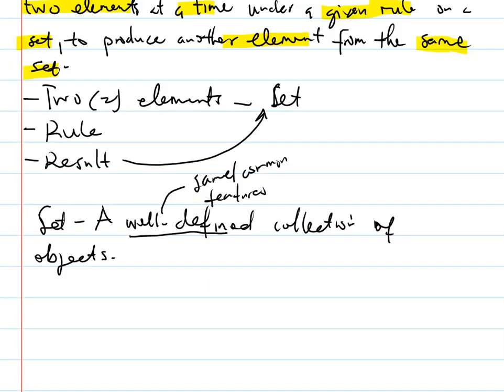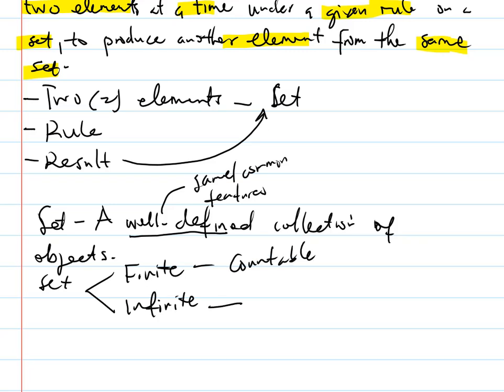Now the set that we are talking about can either be finite or infinite. What is a finite set? A finite set is a set that is countable. It means that the last element is known. What about infinite? The last element is not known, so it's uncountable. You can't count them. They are lots, and the last element is not known.